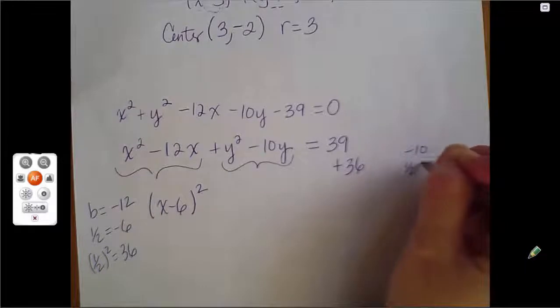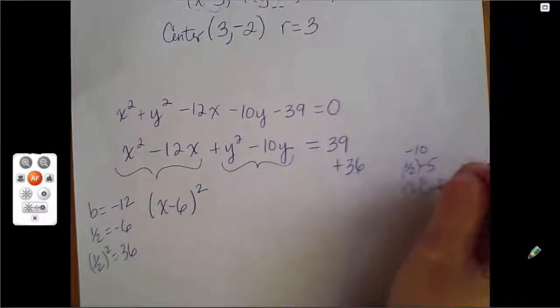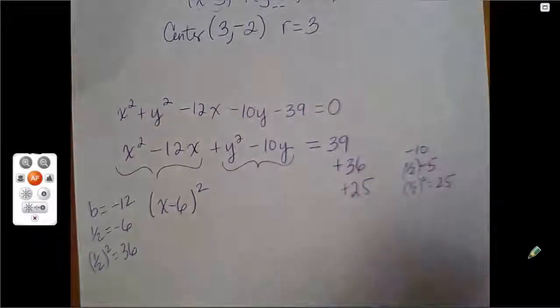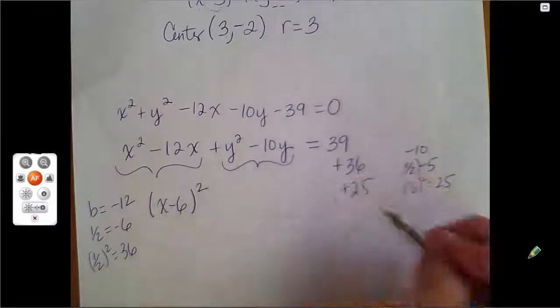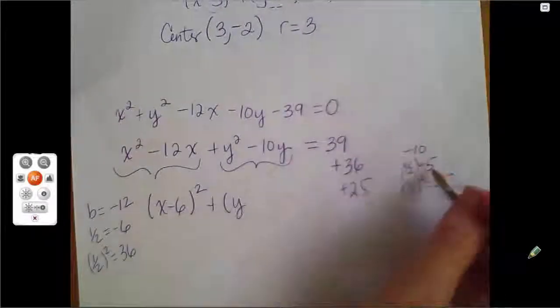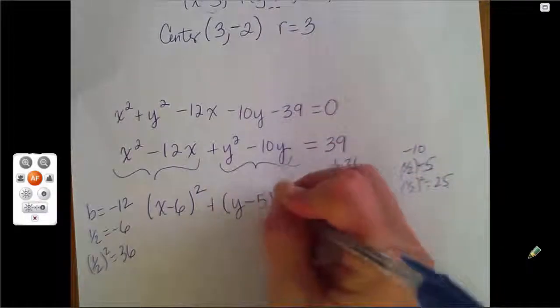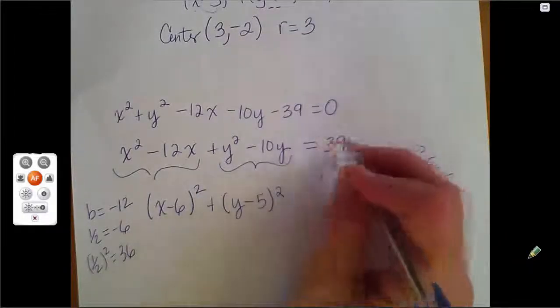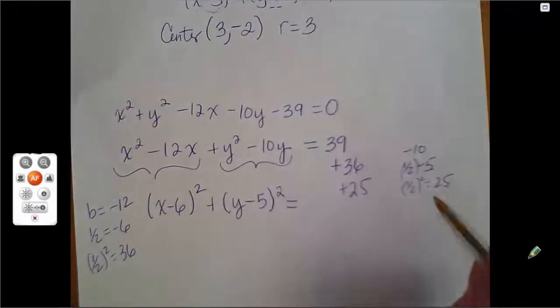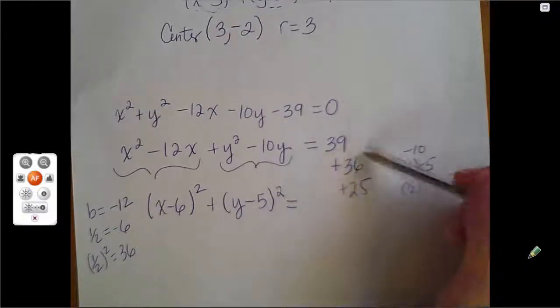Half of that is negative 5. Half b squared is 25. Add half b squared to both sides. This left side, when I've added half b squared to it, becomes y in your half b term minus 5, all squared. Combine all of your constants for your radius squared.